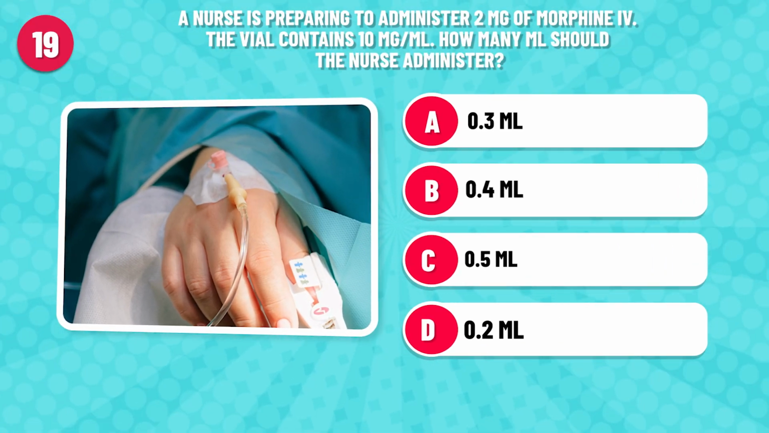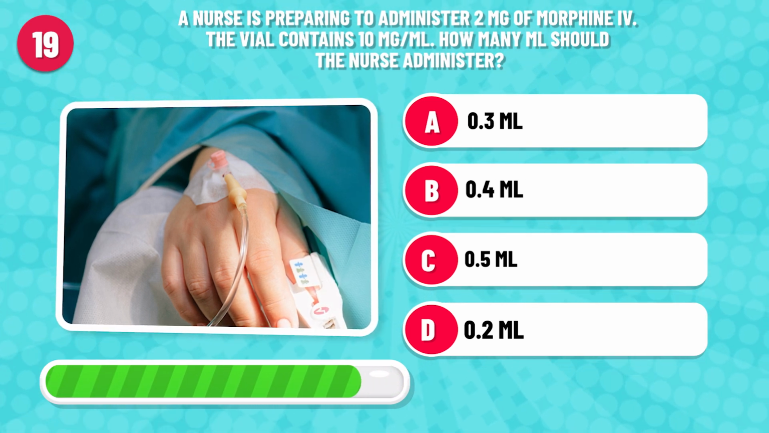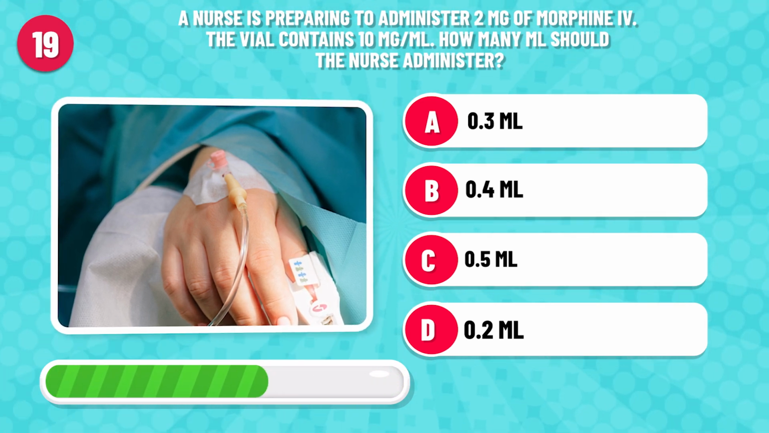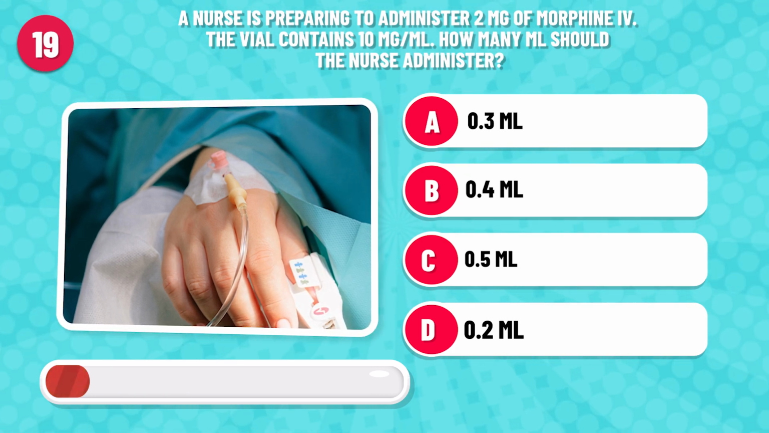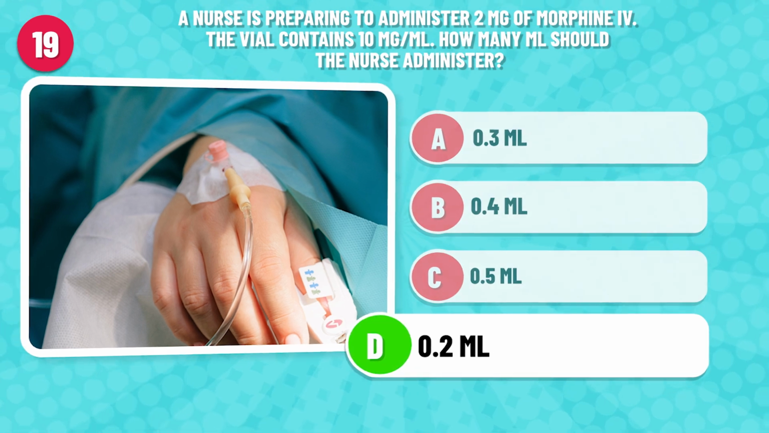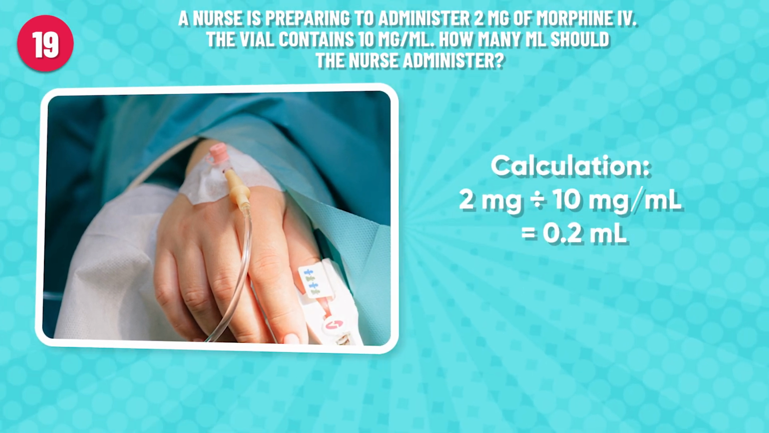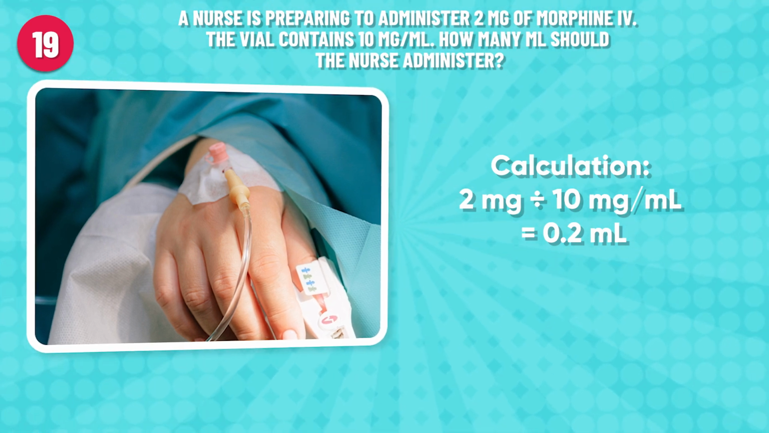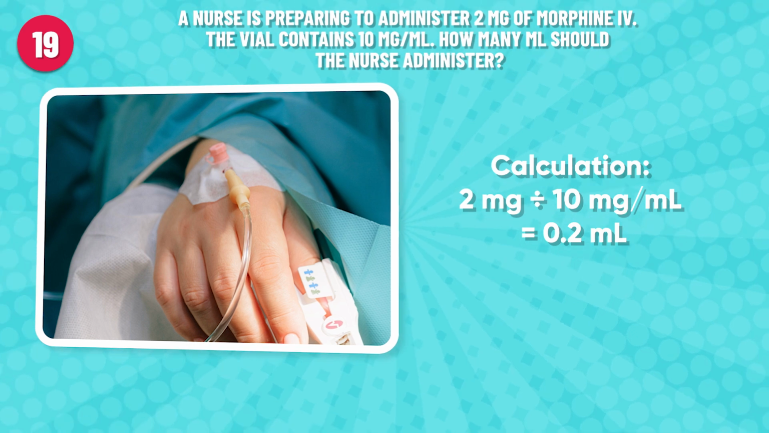A nurse is preparing to administer 2 milligrams of morphine IV. The vial contains 10 milligrams per milliliter. How many milliliters should the nurse administer? It's D. 0.2 milliliters. Calculation: 2 milligrams divided by 10 milligrams per milliliter equals 0.2 milliliters.